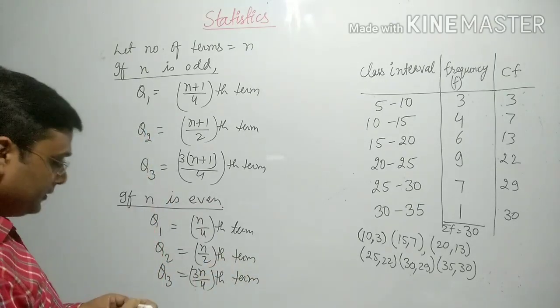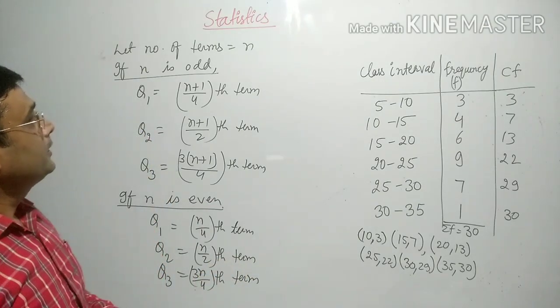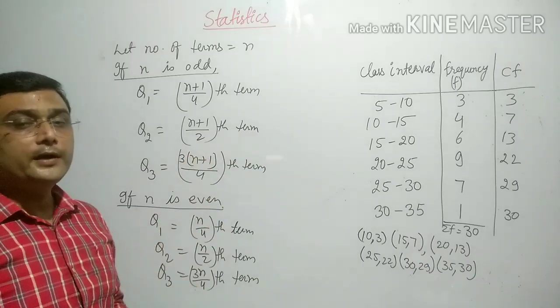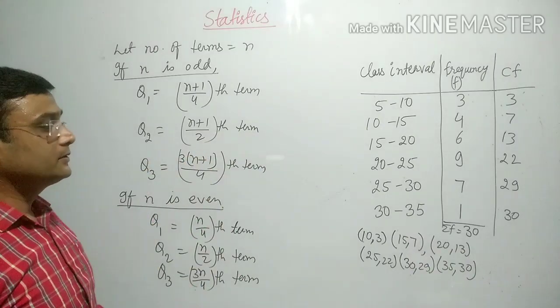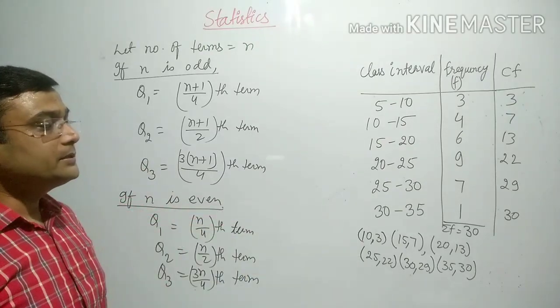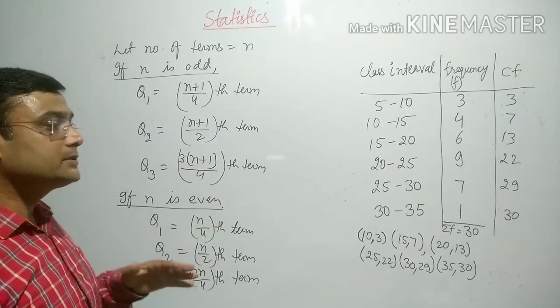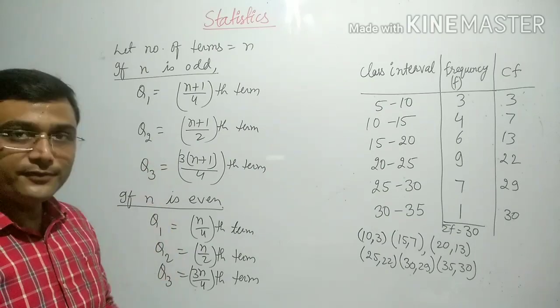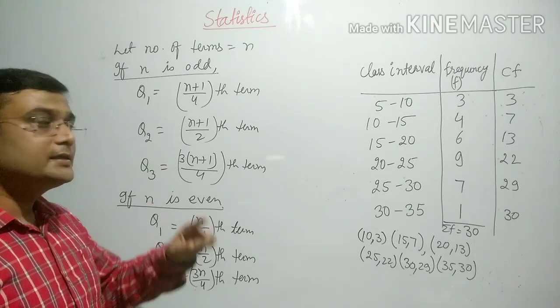So this is the formula by which we will find which term we will take for any data. Here for this question, the total number of terms is 30. So 30 is even.